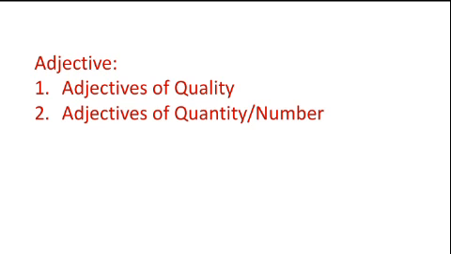So today we have learned about adjectives, and there are 5 kinds of adjectives. From that we have learned first, adjectives of quality. Second, adjectives of quantity or number. Okay. Now, we will continue with the remaining kinds of adjectives in the next video.